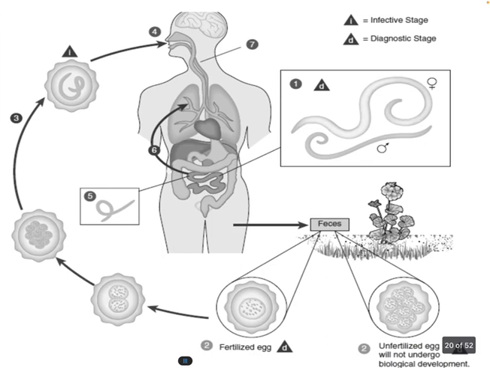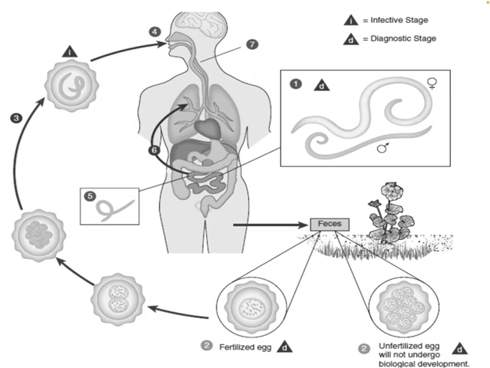Now the eggs come out from the patient with the feces and contaminate the surroundings. Some of the eggs are unfertilized and will not undergo biological development. Others are fertilized and become mature gradually: two cells, eight cells, then larva. These eggs will be ingested, go to the intestine, hatch, and release larvae.